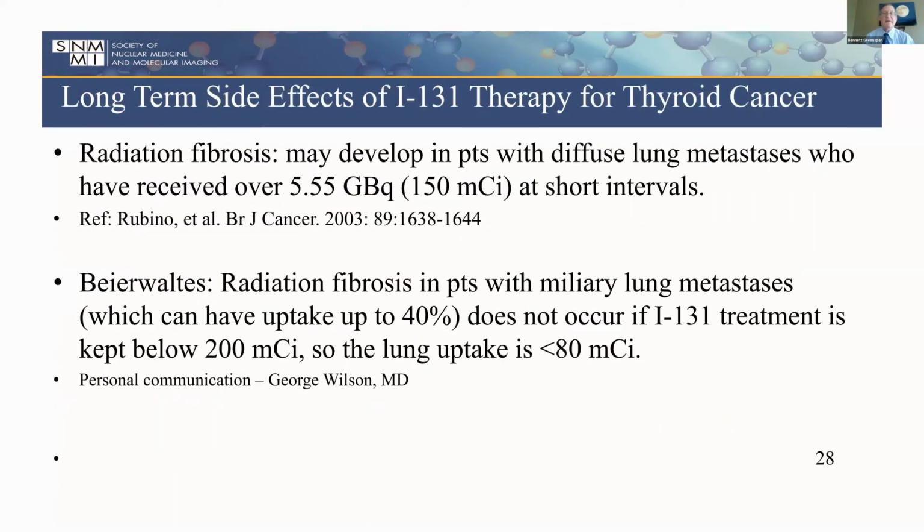Now, radiation fibrosis may develop in patients with diffuse lung metastases, and particularly those who have received more than 5.55 gigabecquerels, which is 150 millicuries, at short intervals. This is the Rubino paper from 2003. And Benua and Leeper stated that radiation fibrosis in patients with miliary lung metastases does not occur if iodine-131 treatment is kept below 200 millicuries, so that the lung uptake is less than 80 millicuries, because he never saw lung uptake more than 40%.